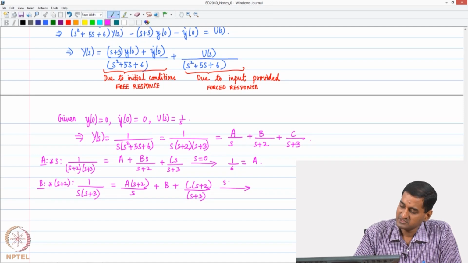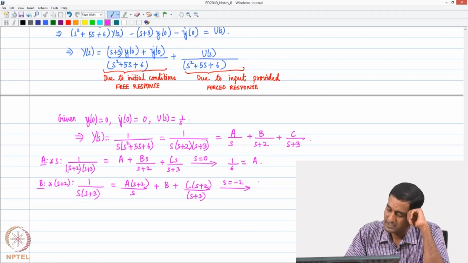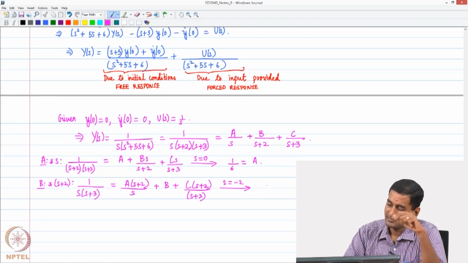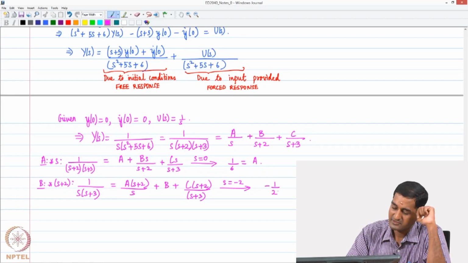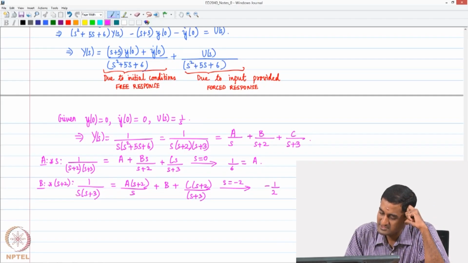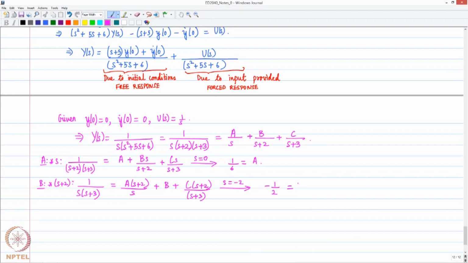And here I substitute the root of s plus 2, which is s equals minus 2. So, I am going to get minus 1 by 2, right. I hope I am doing it correctly. So, if I substitute s equals minus 2, I get minus 2 times minus 2 plus 3, which is plus 1. So, I will get minus 1 by 2, and that is going to be equal to b, right, because the a and c terms will vanish.